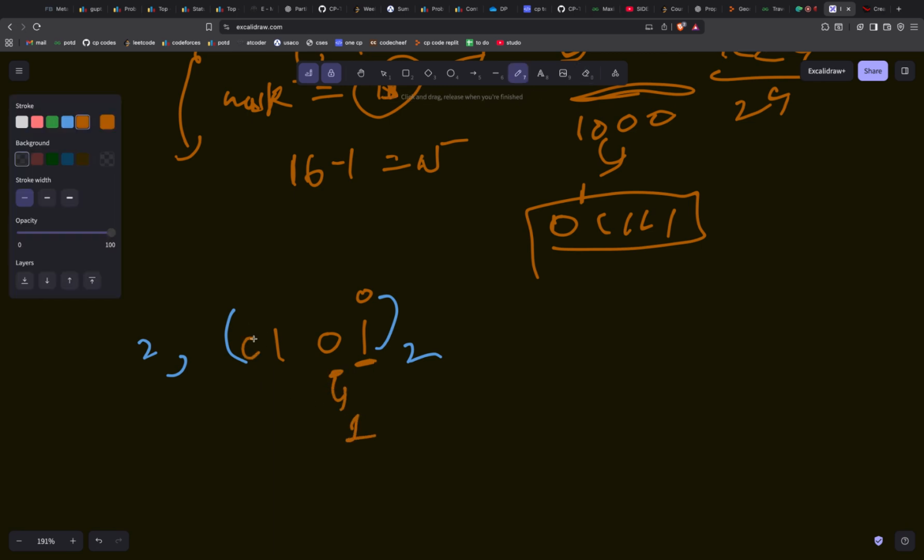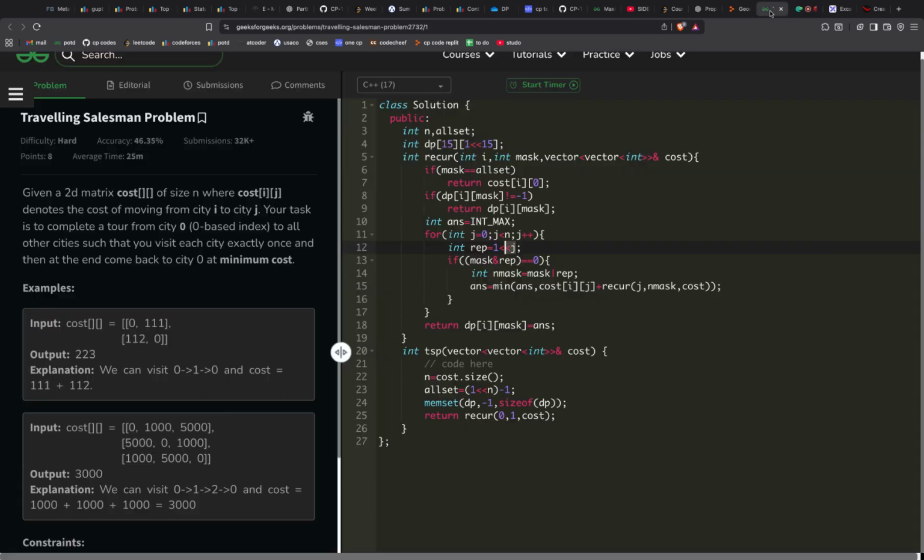For 1, it is not visited. Let's change the mask to 0101. So for 1 it is not visited, we can go to it. For second, again this is visited, we should not go to it. For the third, this is not visited, so we'll go to it. So this is what we are doing. If the jth bit in the mask is not set, we'll go to it. We'll create a new mask.